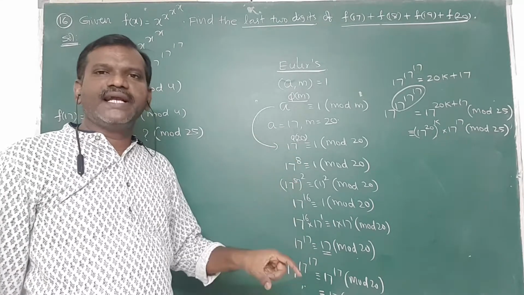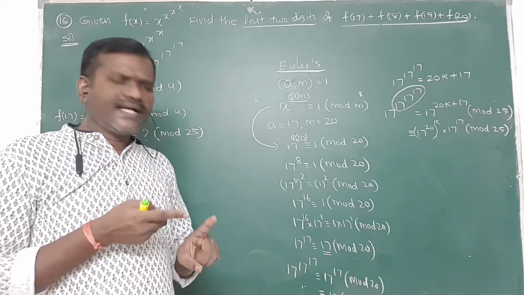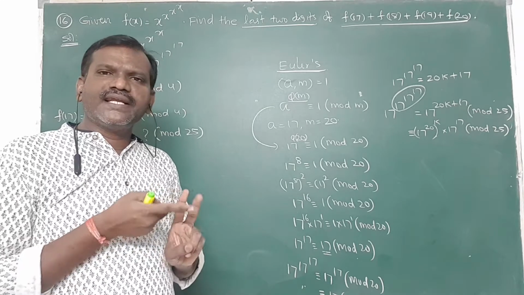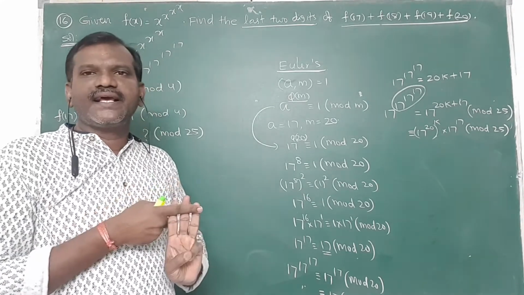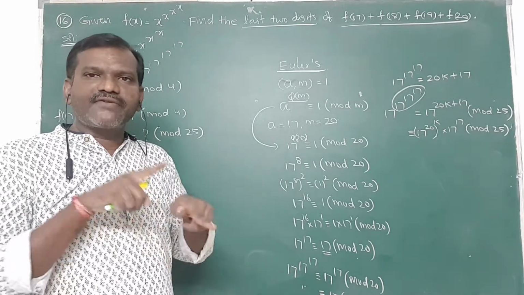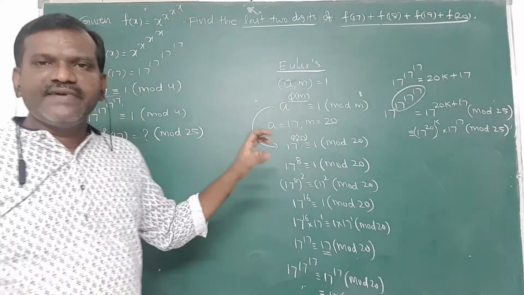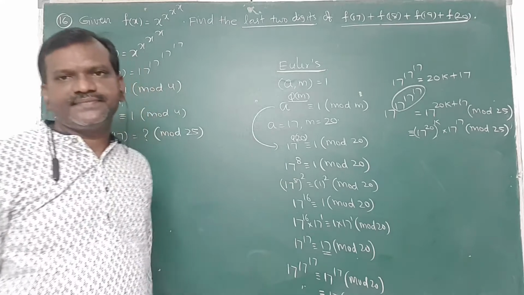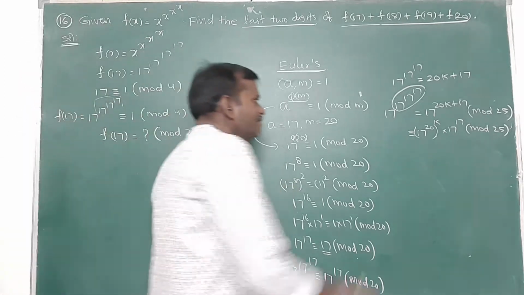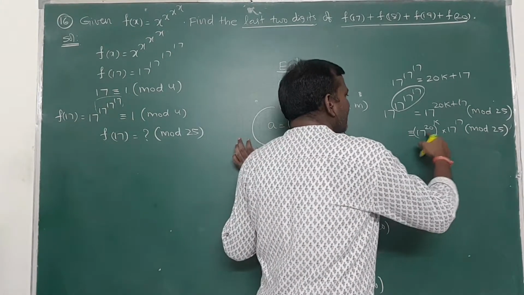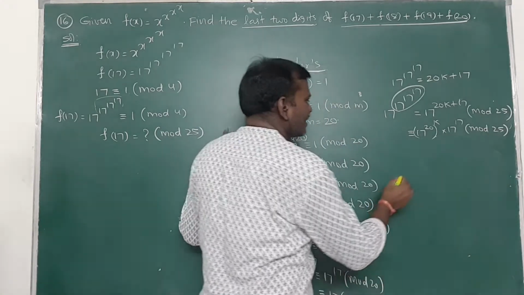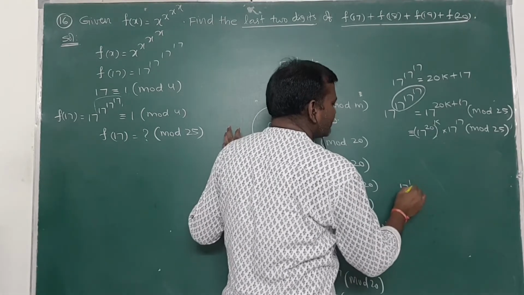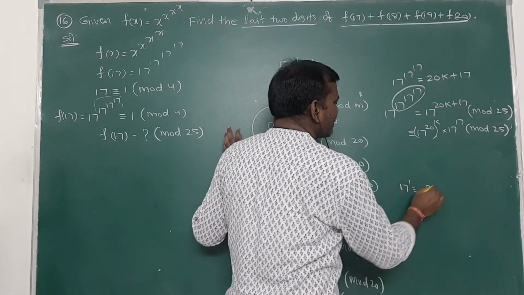And also one more hint I am giving. Always take 20, 25, 16, 100, 125. These values are very helpful. So many problems are framed on these numbers. So here, 17 power any value when divided by 25. So 17 power 1 is minus 8 when divided by 25.